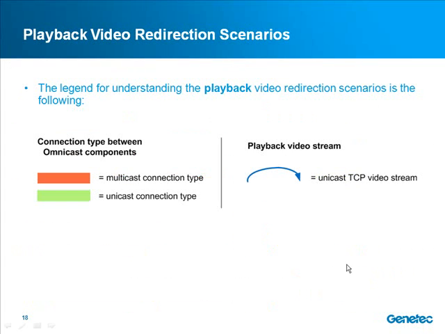So next we're going to take a look at the playback stream, which uses the same connection legend, multicast in red and unicast in green, but the playback stream is always blue, as it is always in unicast TCP. This makes for very good playback since the archive player can buffer the incoming video and make sure it receives all the required packets. Since we don't have the video unit in the picture and the source is the archiver, the different redirection scenarios are pretty straightforward.